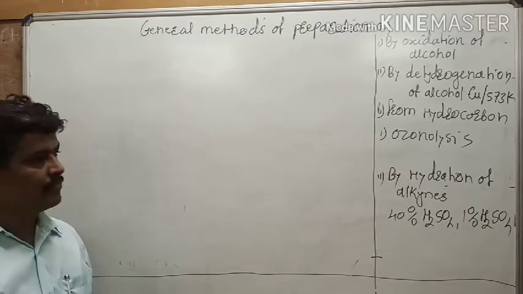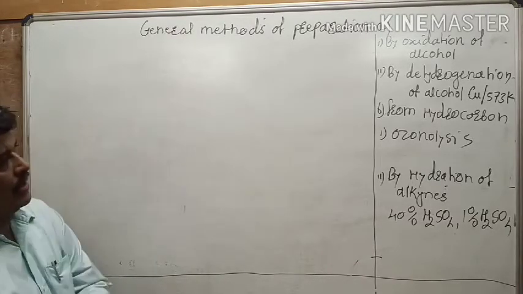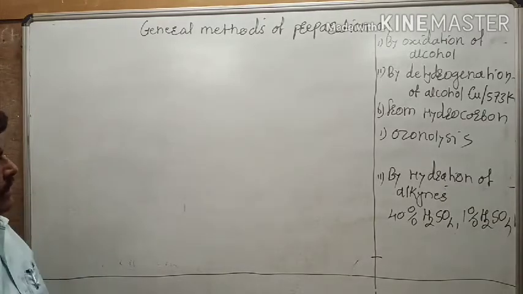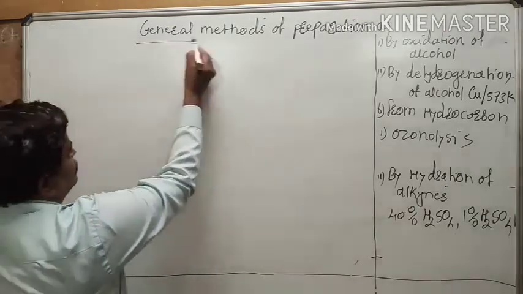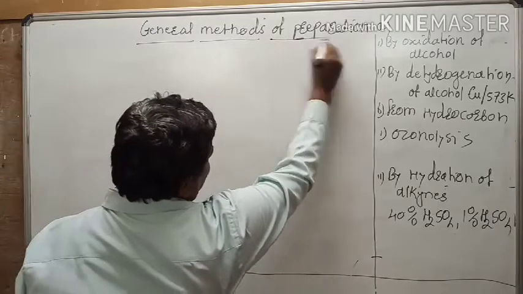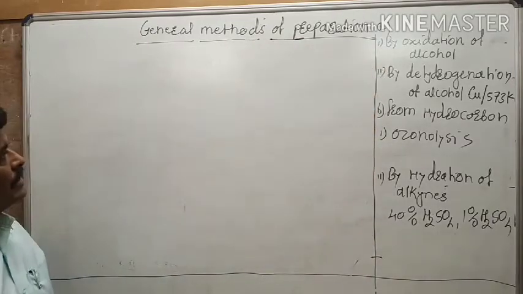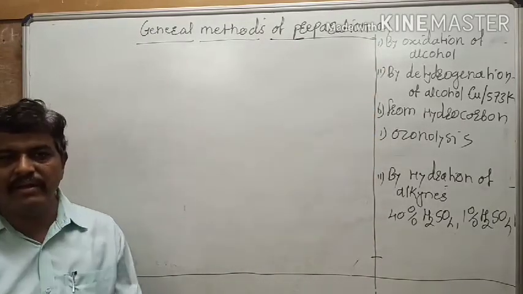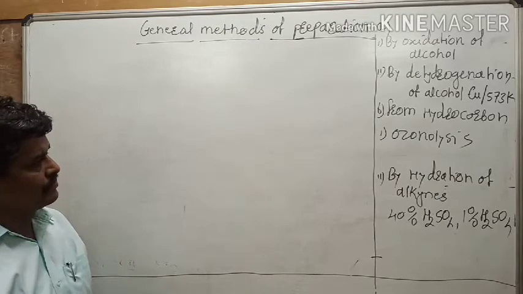Nomenclature system of aldehyde, ketone and carboxylic acid. The next point is methods of preparation. In this we will consider general methods of preparation of aldehyde and ketones.